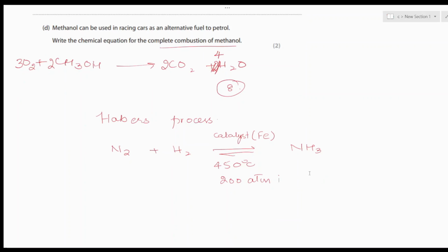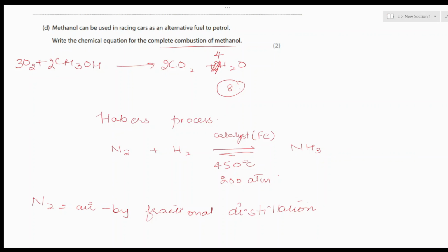Where is this nitrogen coming from? We get this nitrogen from air by fractional distillation. We can also get hydrogen from the air, but the concentration of hydrogen is really low in the atmosphere. Your atmosphere contains 78% nitrogen, but only a very little fraction of hydrogen. So we need to get hydrogen from some other source, and that other source is catalytic cracking.